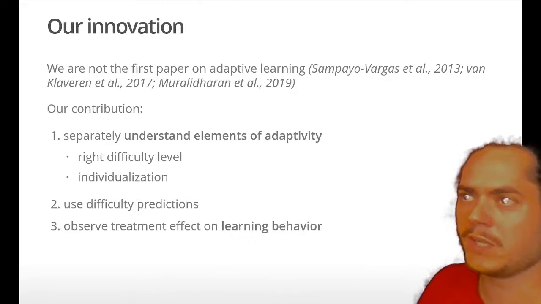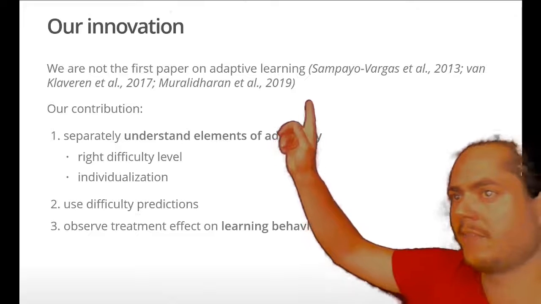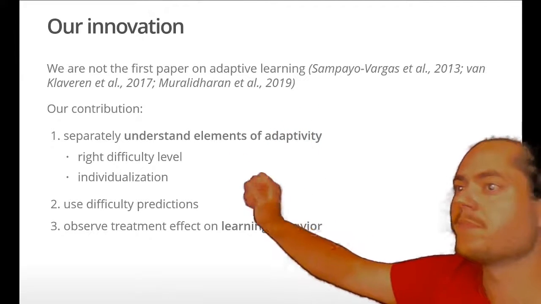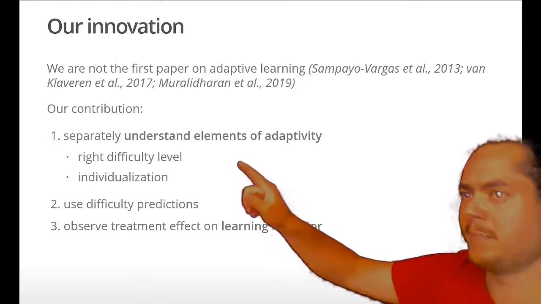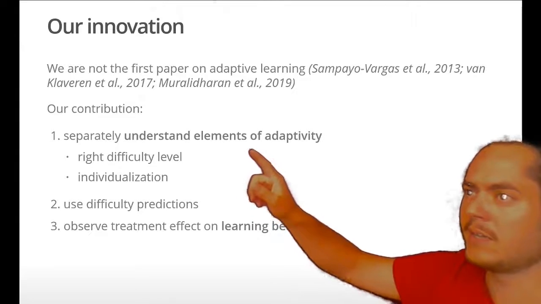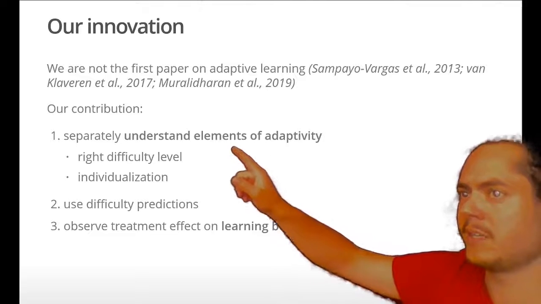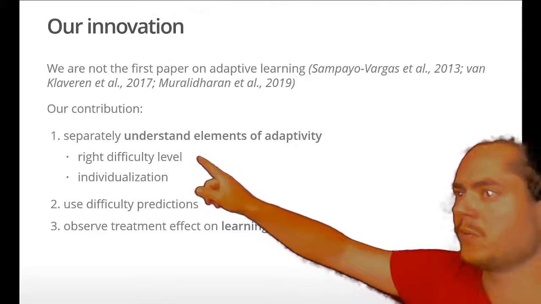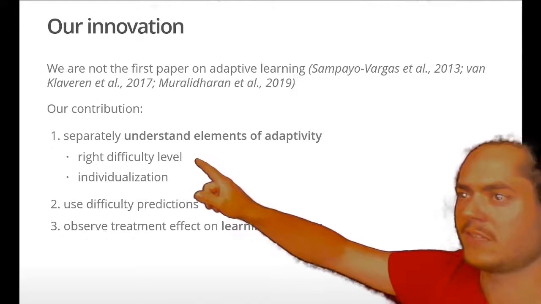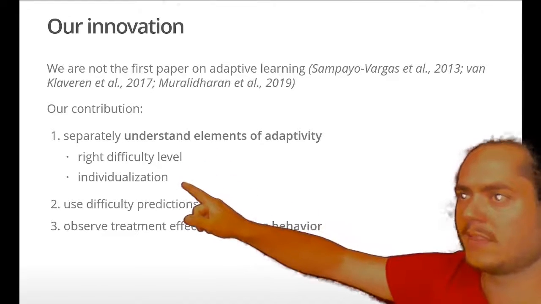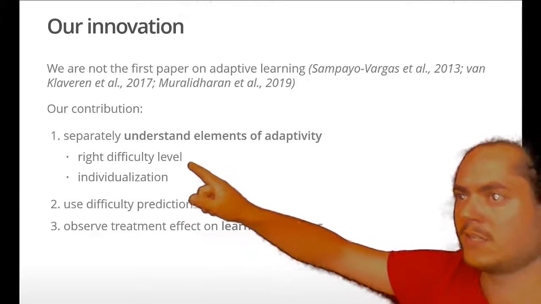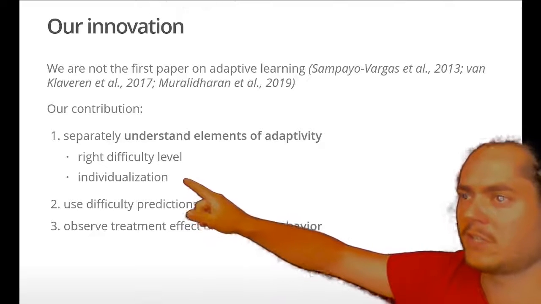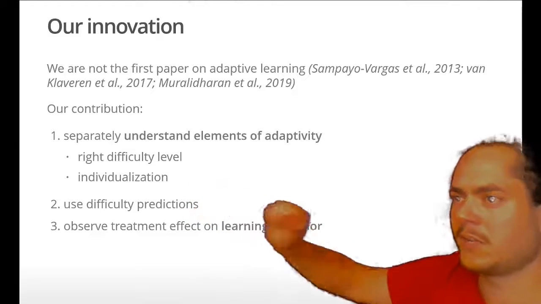So, what do we do differently from the papers that have already been written on adaptive learning? Firstly, we try to understand adaptive learning more deeply by having treatments that separate the elements of adaptivity. We want to first look at what the right difficulty level is doing for students, and then on top implement that for every student individually. So see what further individualization on its own can contribute.